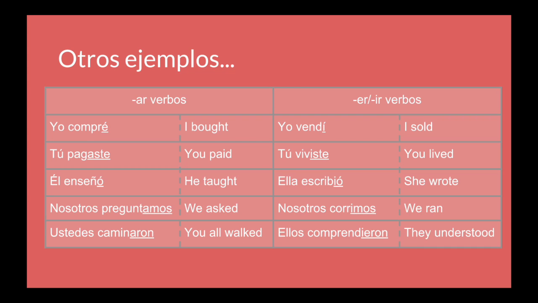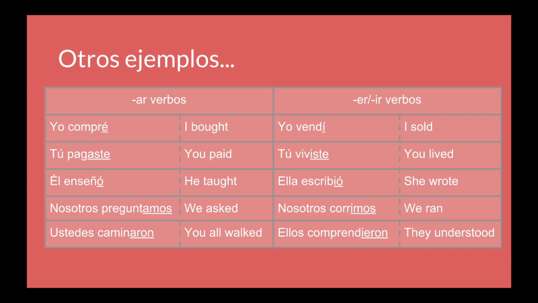I want to show you some other examples of conjugating in the past tense. So some AR verbs conjugated in the past tense. Yo compré, I bought. Tú pagaste, you paid. Él enseñó, he taught. Nosotros preguntamos, we asked. Ustedes caminaron, you all walked.